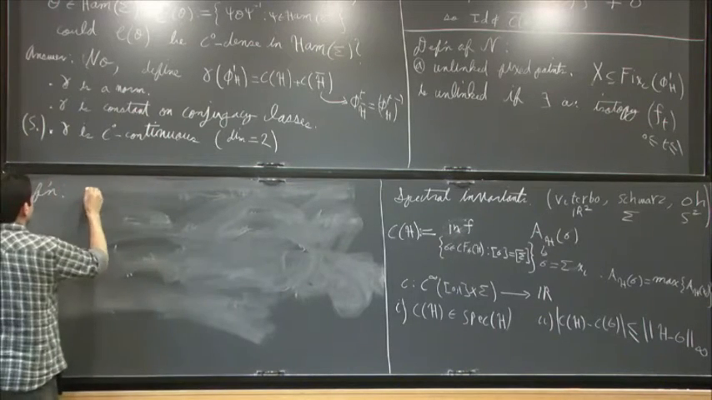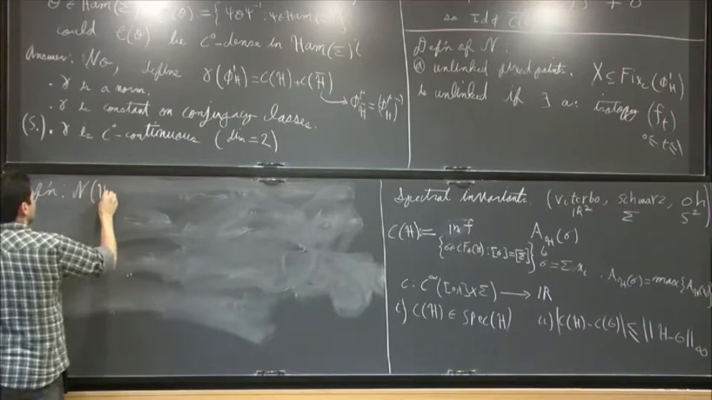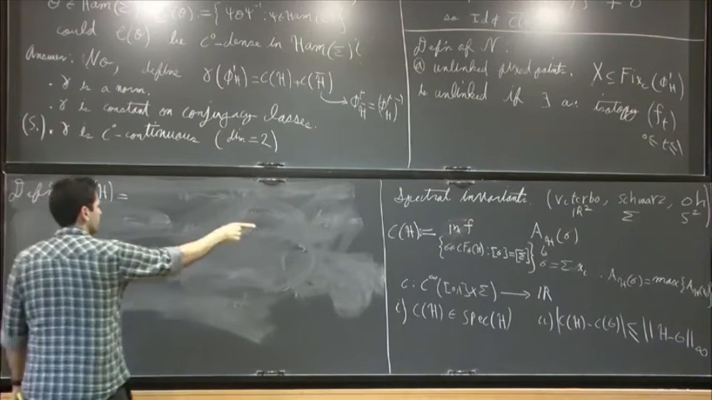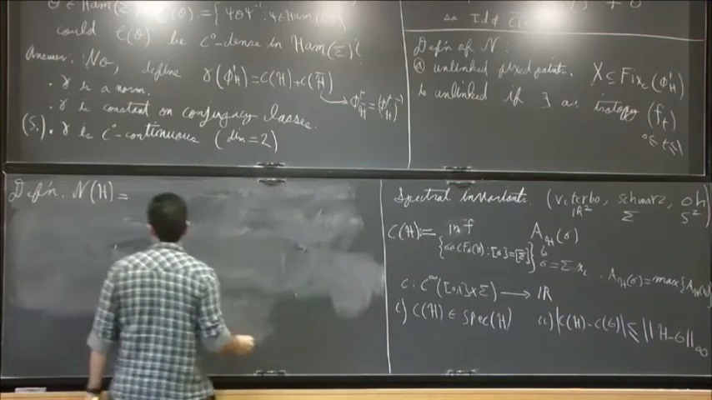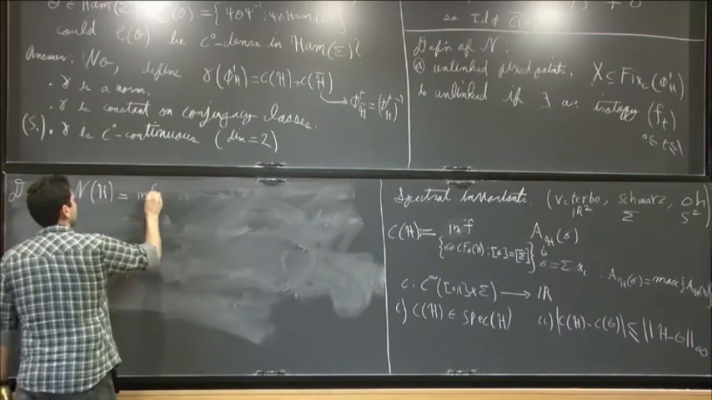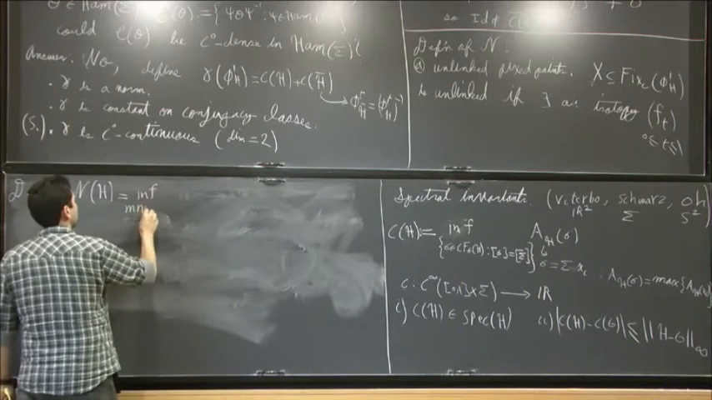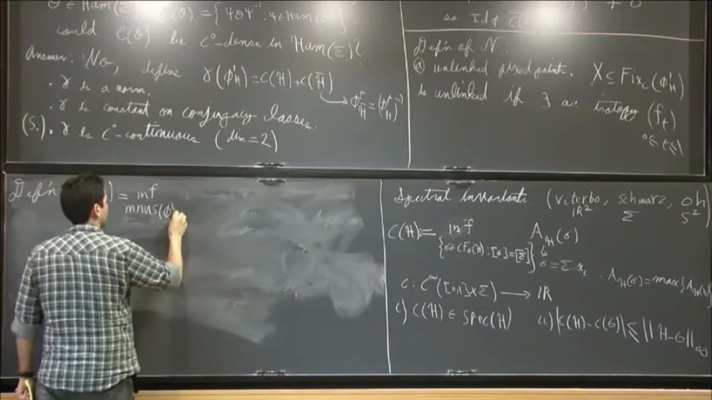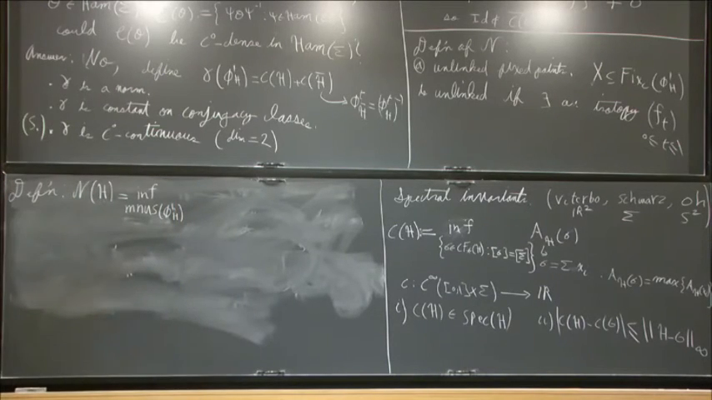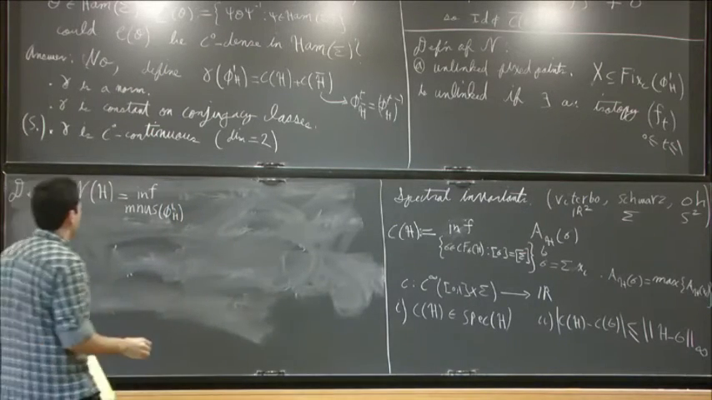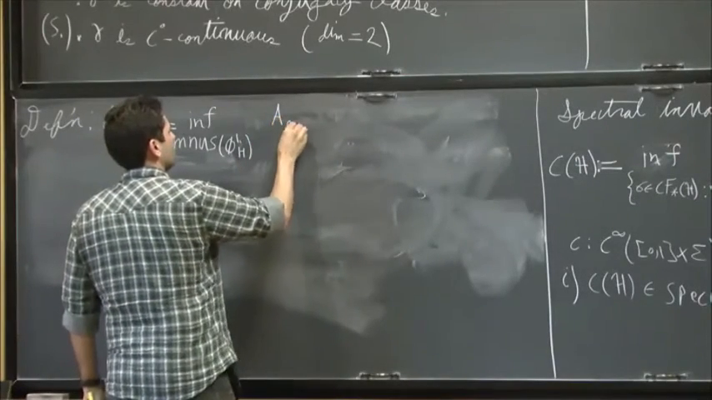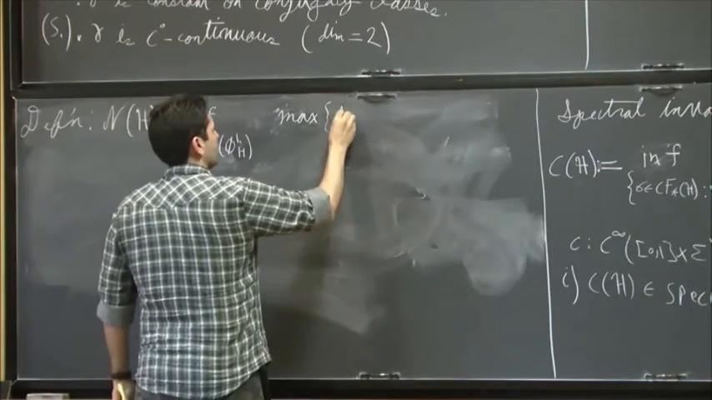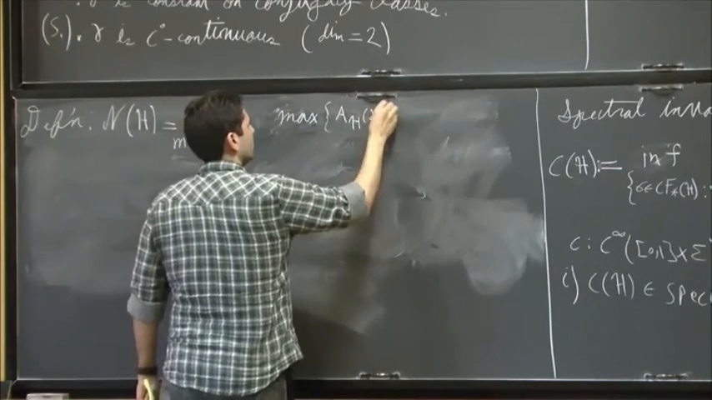So here is N of H. It is defined as follows. You can see the parallel to this definition. You take the infimum over all maximal negative unlinked sets of the time-one map diffeomorphism of the actions of these. So I'll take the maximum of the actions of the fixed points that are in the collection.